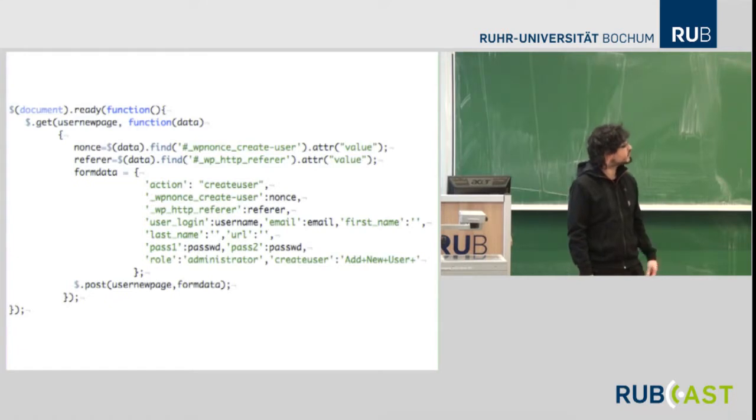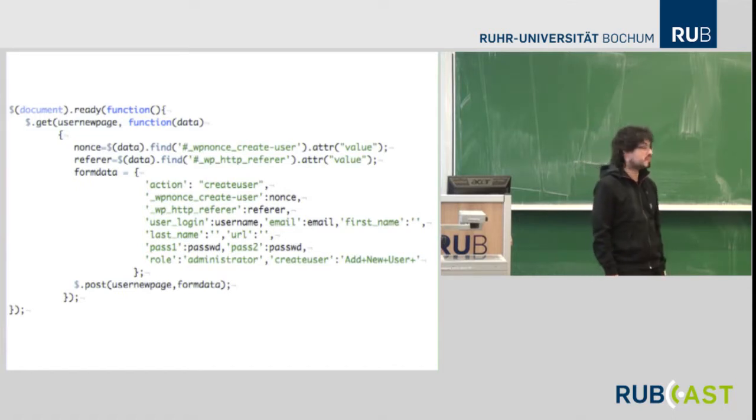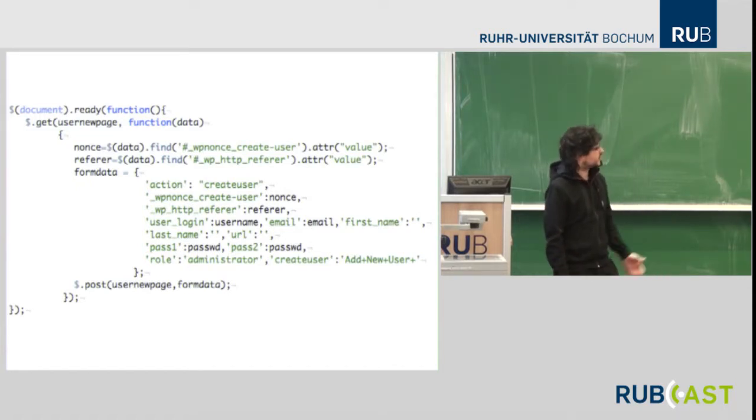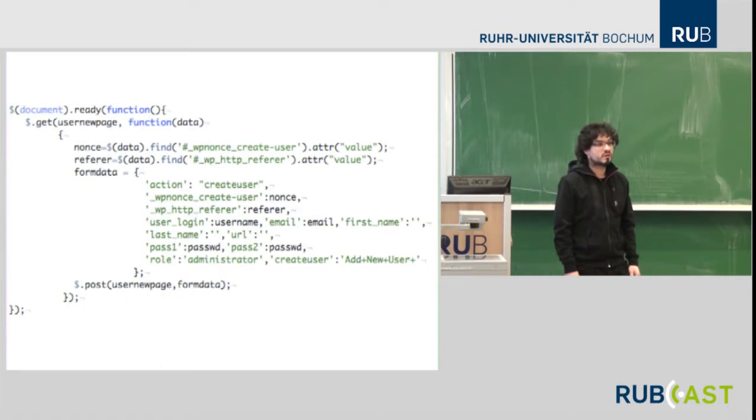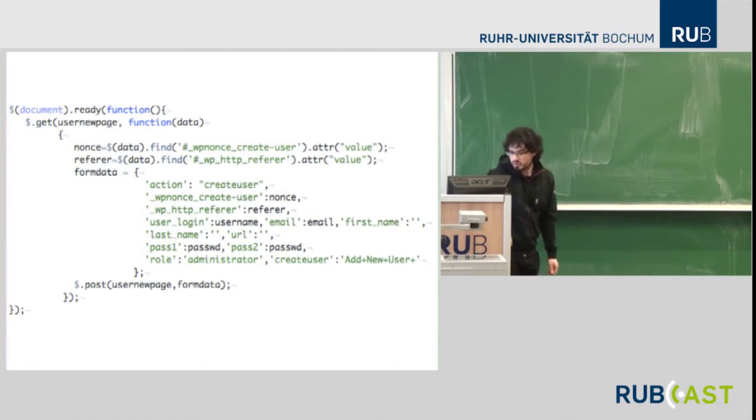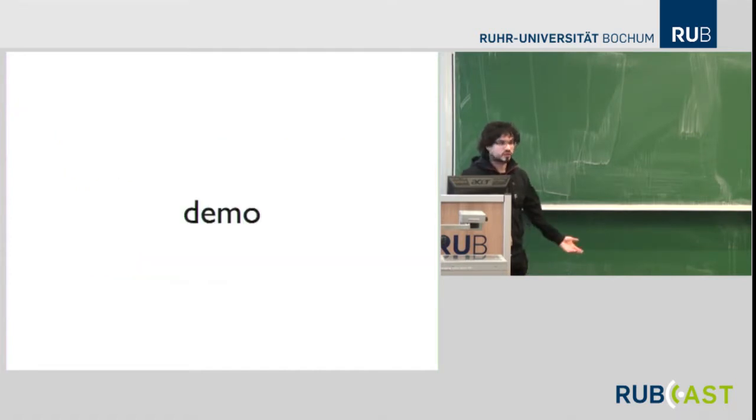Then from the data retrieved, the browser reads that data and searches for the value of WP-nonce create user. It also gets the referrer from there, which is another field, and then generates the other stuff like password, username, and sets the role of the new user as administrator, and sends a POST request using the web browser of the victim again, which is logged in, of course.